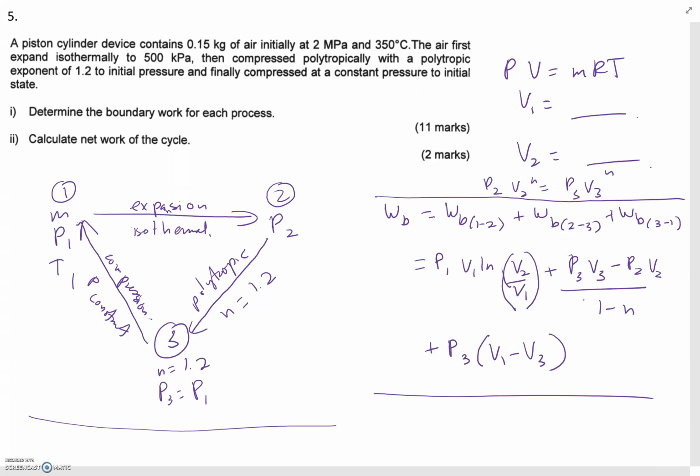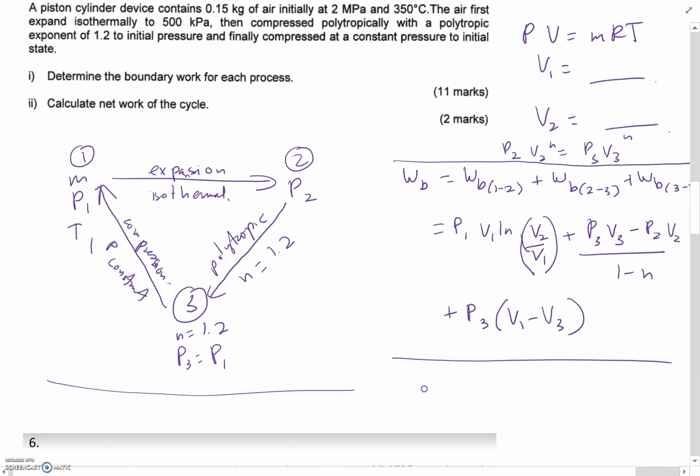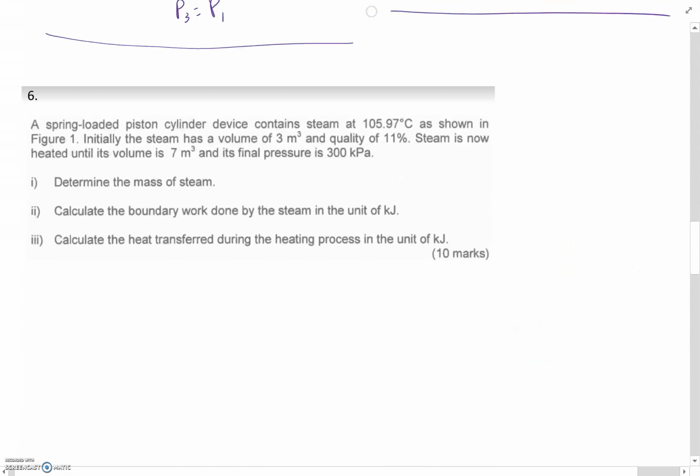Calculate the net work of the cycle. So net work equals the boundary work for each of the processes, so you need to find them one by one. This is for the net work. This is actually for question number 2.